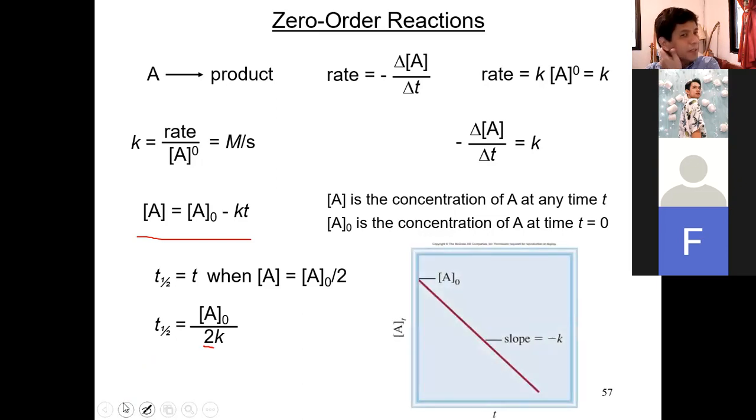Okay. So pag zero order, pag pinlot nyo yung concentration at saka yung time, linear sila, no? Yung y-intercept is the A sub O, right here, it's the y-intercept. Tapos yung k ay equal sa negative na slope. M is equal to negative k. B is equal to negative k. Question?